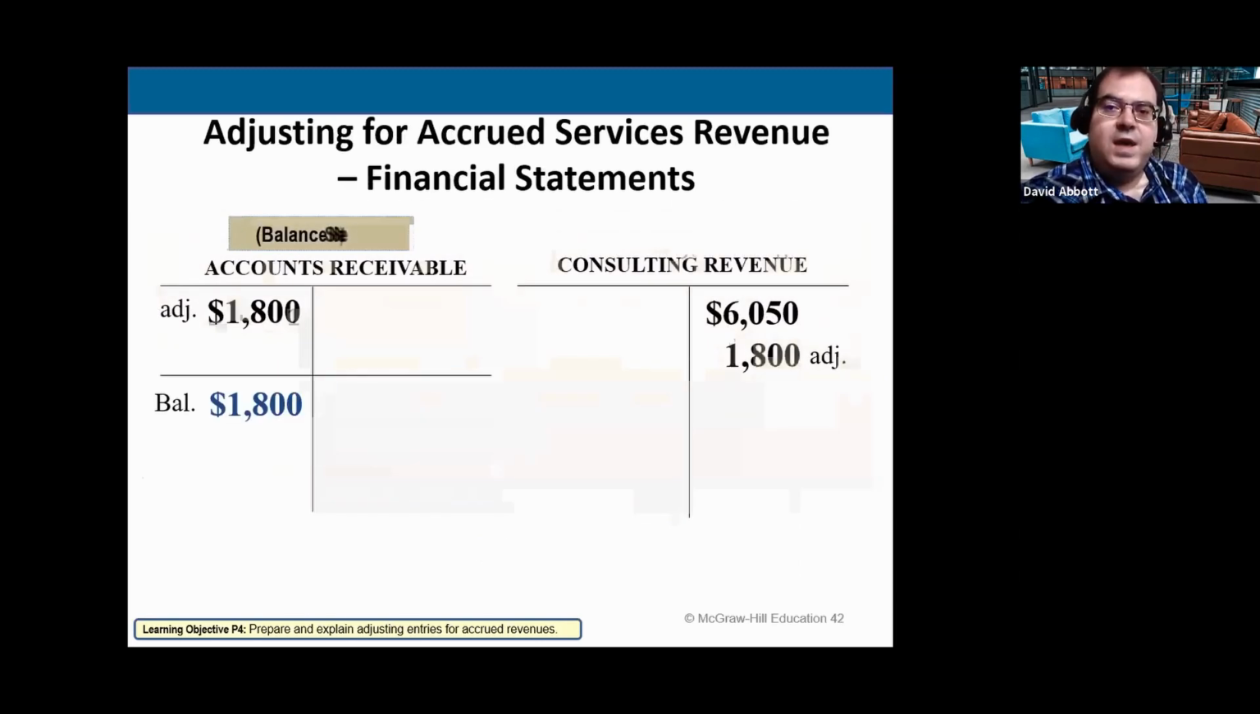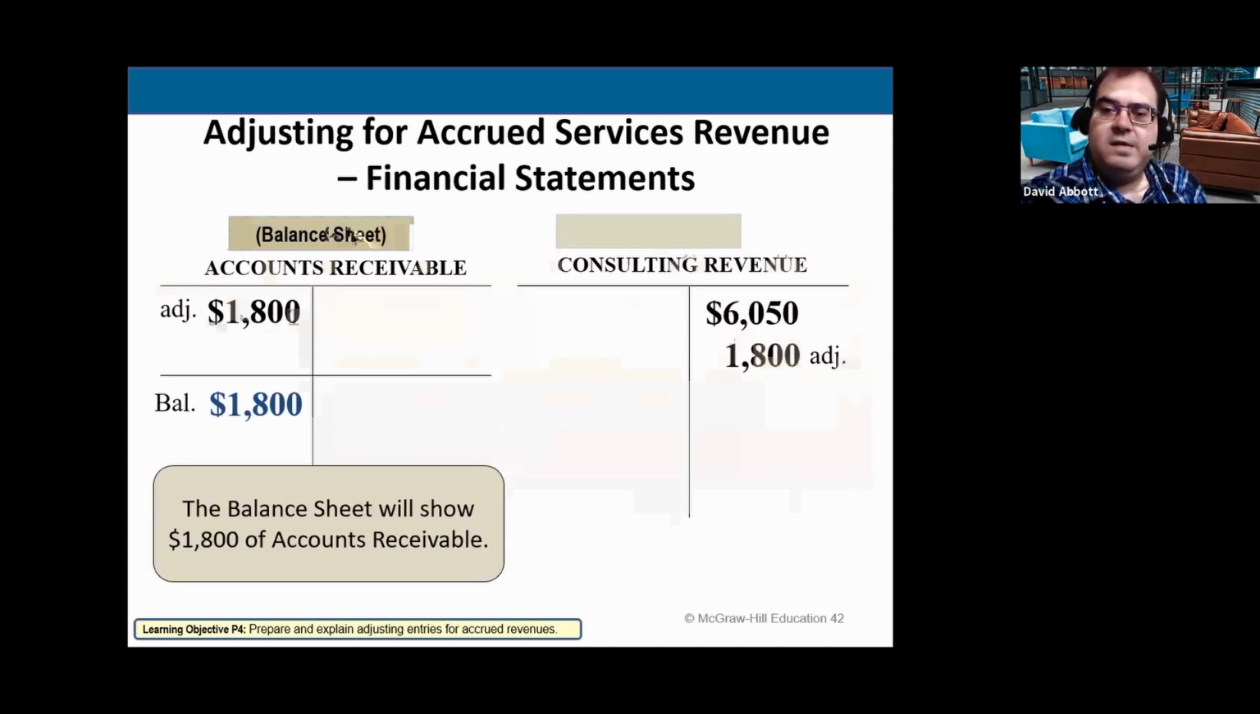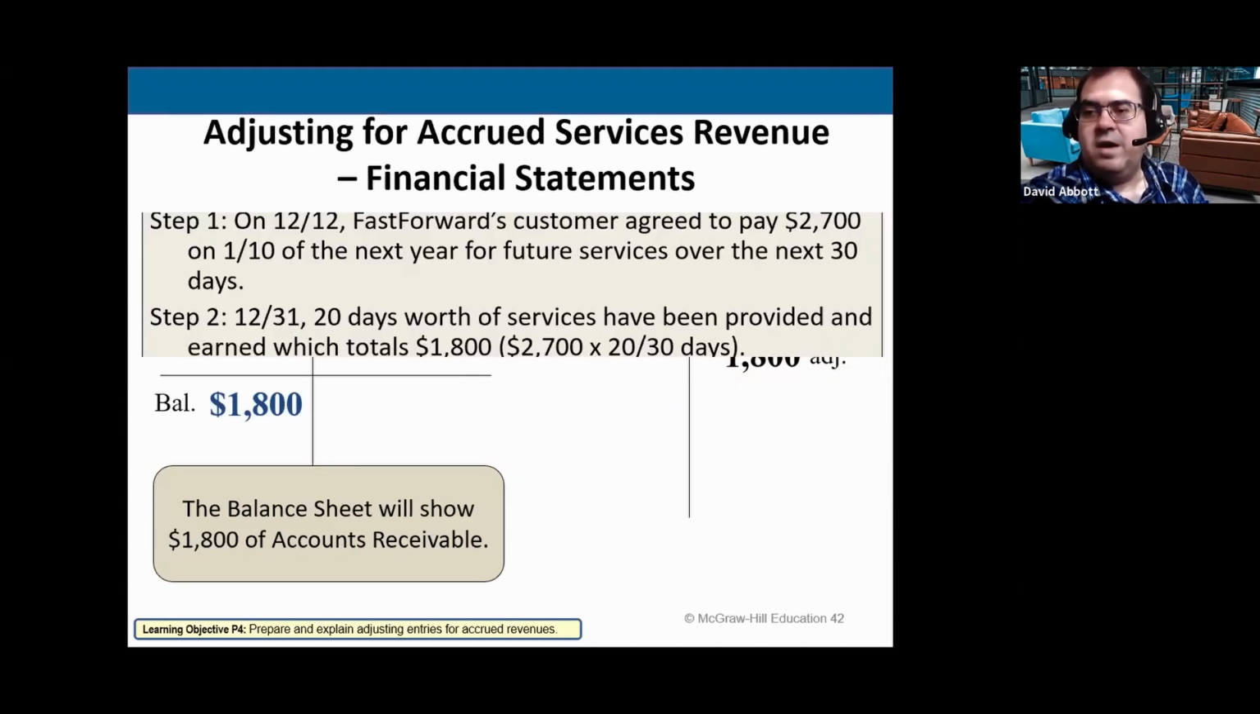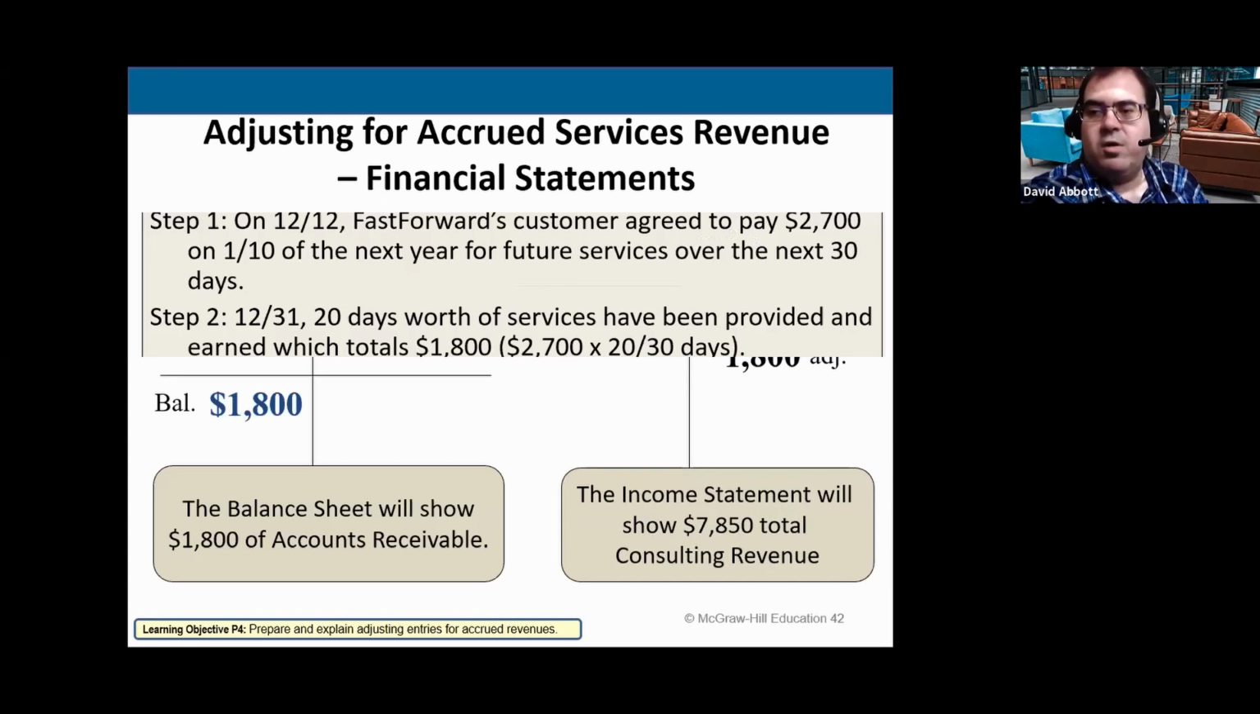We have an adjustment debit of $1,800 on the balance sheet for accounts receivable, which, as I said, is an asset. And then we credit the consulting revenue $1,800, to add to the revenue that we've already earned. Previous to this we already earned $6,050 of revenue. We're now adjusting for the $1,800 of revenue that we've generated but haven't received yet. We're going to go ahead and add that to the total.